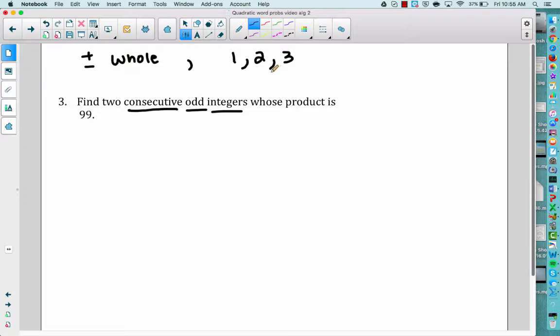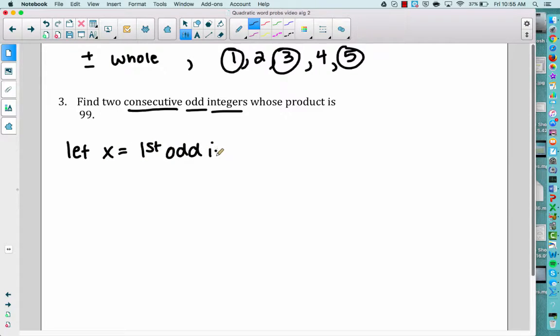All right, but then it says consecutive odd integers. So 1 and 3 would be consecutive odd integers. The next consecutive odd integer would be 5, okay? So if I say that the first odd integer, I'm going to let x equal the first odd integer. This is the hard part, guys. The next odd integer would have to be 2 away from it, right? Each one is 2 away from the previous one. So the second odd integer would be x plus 2.